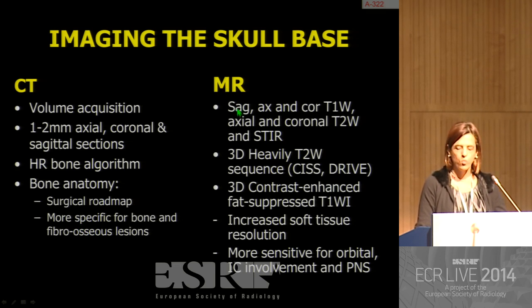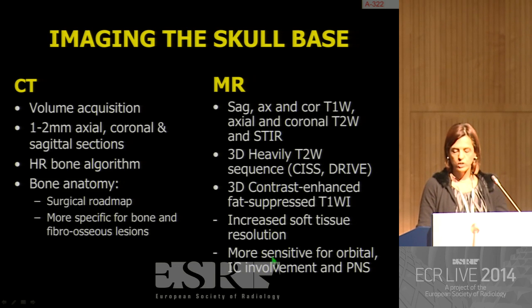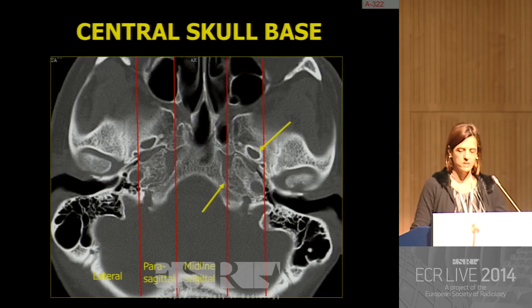On MR, we should acquire sagittal, axial, and coronal T1 and T2 weighted images. I usually perform axial and coronal STIR also, 3D heavily T2 weighted images whenever you need to look at the cranial nerves crossing the cisterns, and 3D contrast-enhanced fat-suppressed T1 weighted images. As you know, MR has increased soft tissue resolution, and it is more sensitive to evaluate intraorbital and intracranial invasion, and perineural spread of disease.